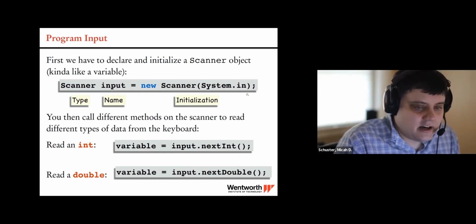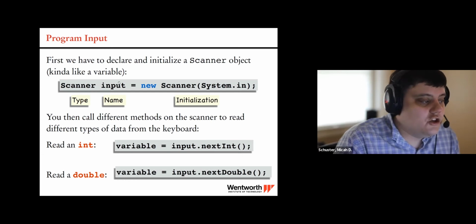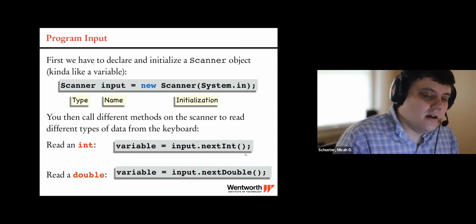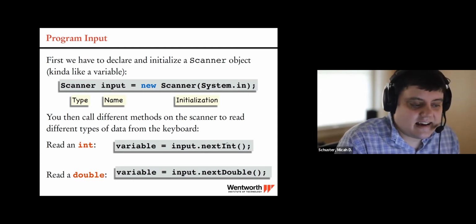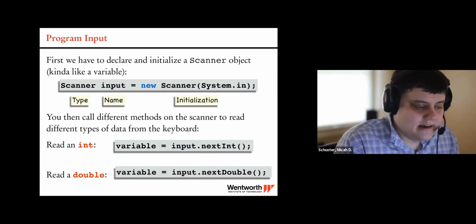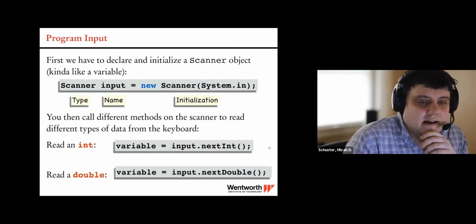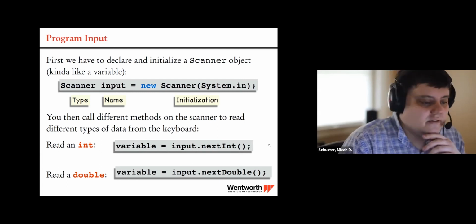So that's the idea. Create a scanner variable with whatever name you want using this syntax. Then we use that name with a dot and then a particular method. So this is the nextInt method to read in an integer, or the nextDouble method to read in a double, something like 3.5, for instance.